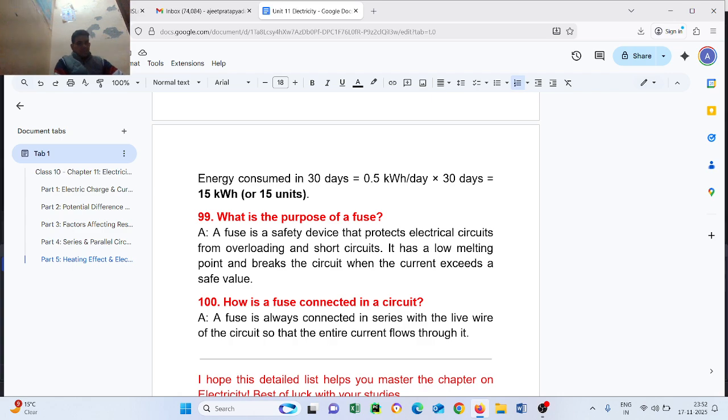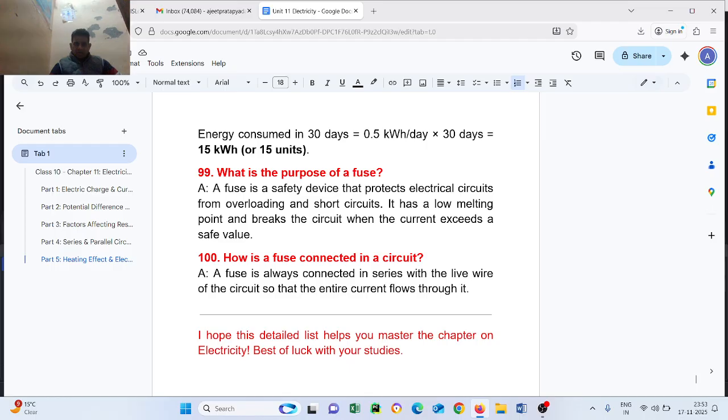Question number 99. What is the purpose of a fuse? A fuse is a safety device that protects an electrical circuit from overloading and short circuit. It has a low melting point and breaks the circuit when the current exceeds a safe value.